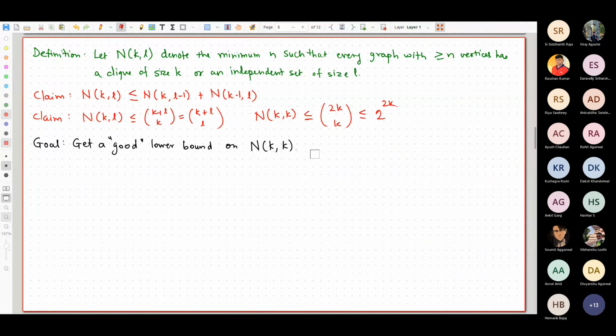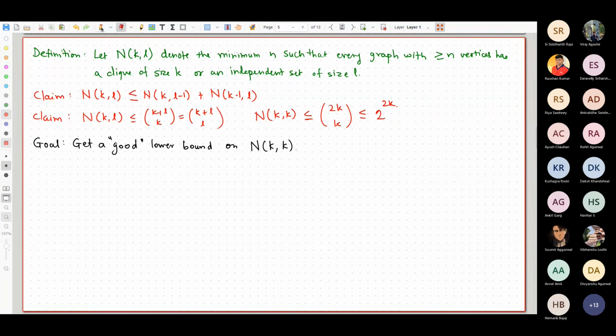So we want a good lower bound now. We don't want an extremely trivial lower bound of the form, let's say, k minus 1. That's kind of trivial, right? No graph with k minus 1 vertices can have a clique of size k, and neither can it have an independent set of size k. So let's try to get a good lower bound on nkk.